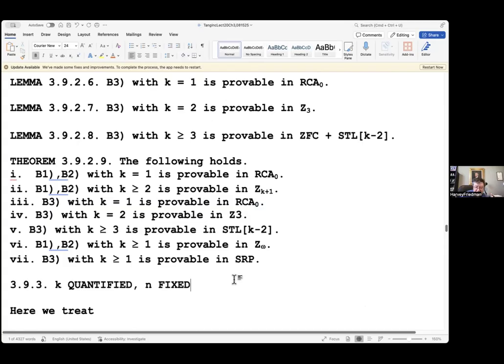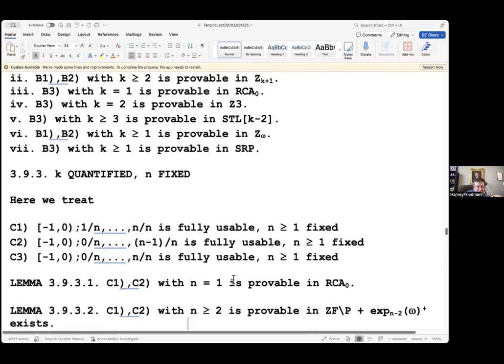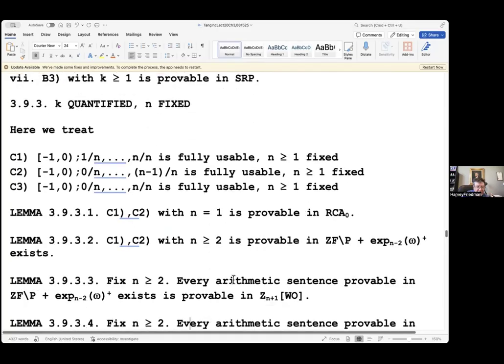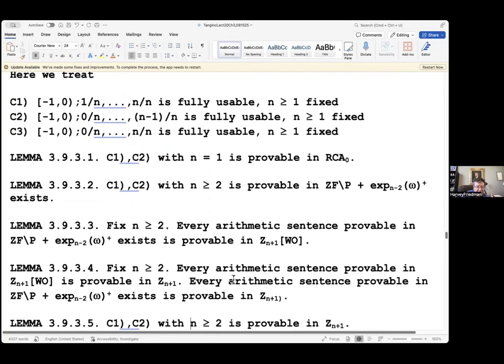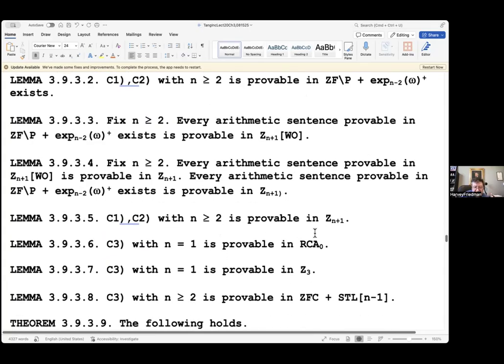When K is quantified, N is fixed. Similar phenomena. Let's see where we go here. N is fixed. We're going to use N plus first order arithmetic when N is greater than or equal to 2. When N is 1, there's nothing. If you look at what I'm doing, when N is 1, there's nothing to prove.